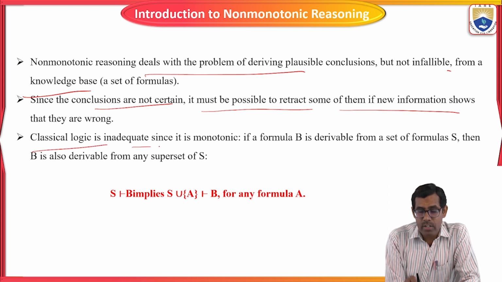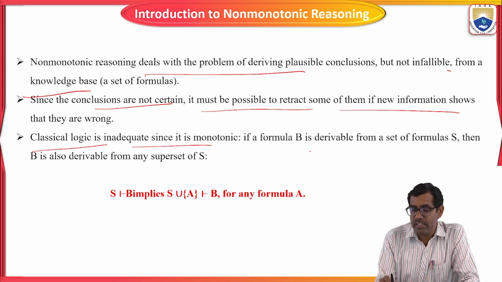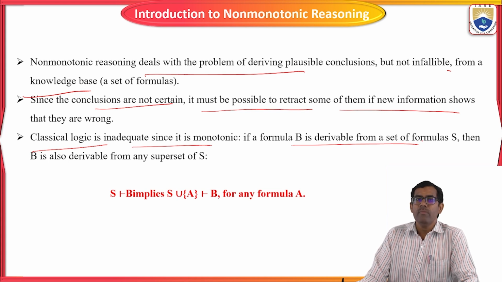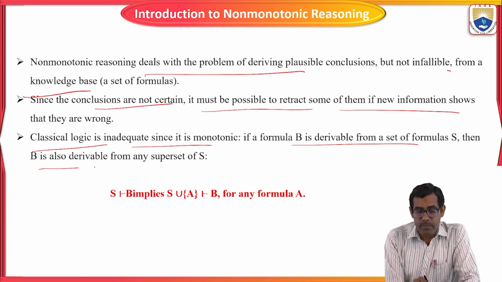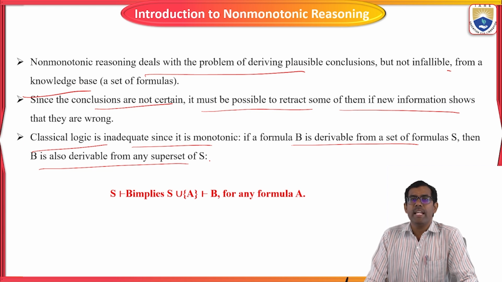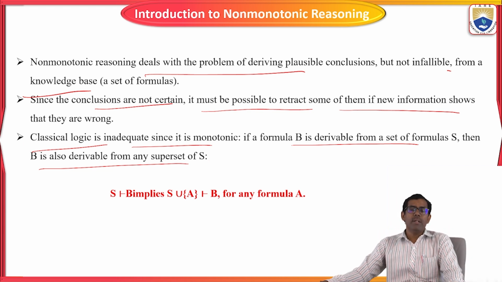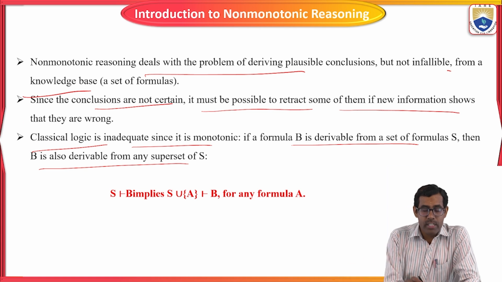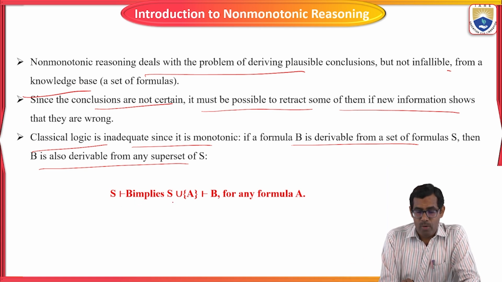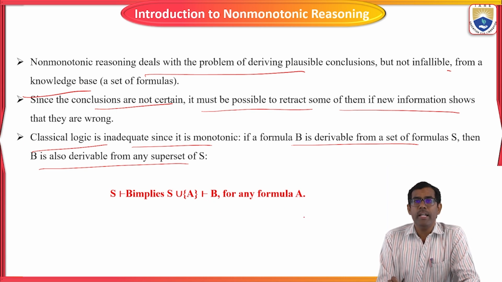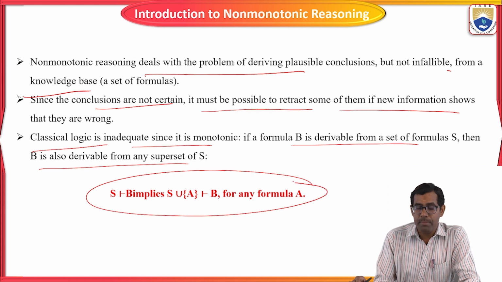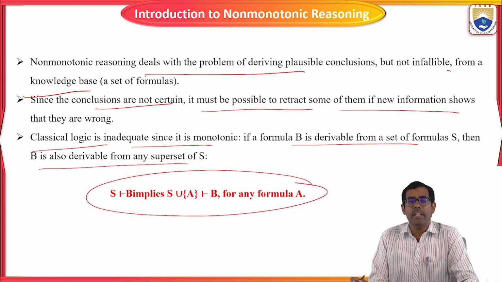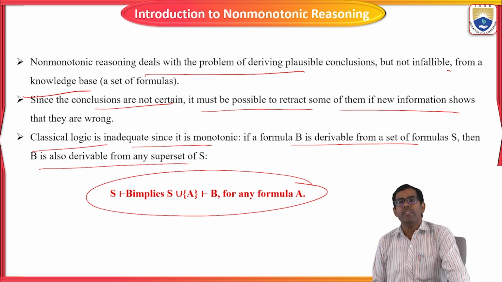Okay, in classical logic, since it is monotonic, if a formula B is removed from a set of formulas S, then B is always derivable from any superset of S. Okay, if we have a problem statement B, we take some set of solutions from S. That's the concept of the non-monotonic. So here C belongs to the Bible is yes. Then the intersection of A and the Bible is of B, for any formula A. So this is a simple statement to define non-monotonic reasoning in artificial intelligence.